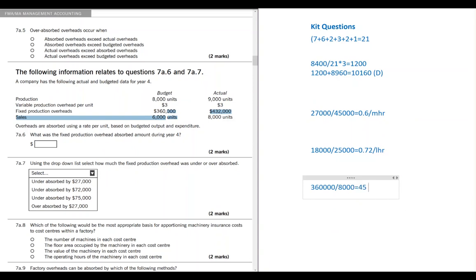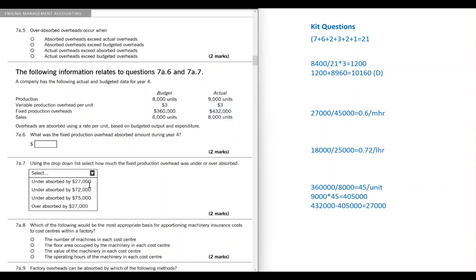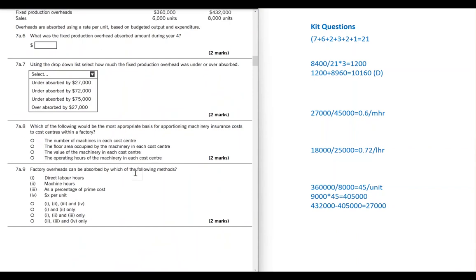So we have 45 per unit. And actual units is 9,000, so that means absorbed would have been 405,000. So 405,000 is the answer here. And because actual is 432,000, we have under absorbed. 27,000 under absorbed, which is A.